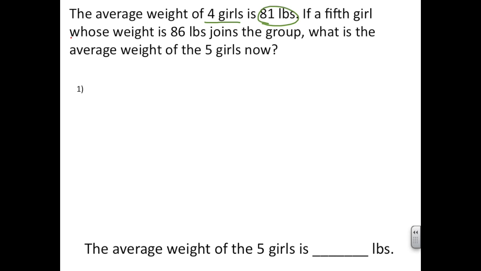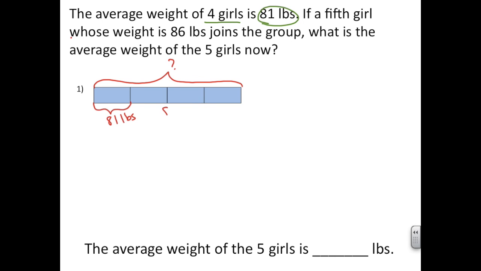So my first step is going to be to draw a bar model that is in 4 parts to represent the 4 girls. And I know that each one of these units represents 81 pounds because that is the average weight of the 4 girls. So I want to find out what is the total weight. So I'm going to do 81 pounds times 4, and I will get 324 pounds. Now I can move on to solve the next step.